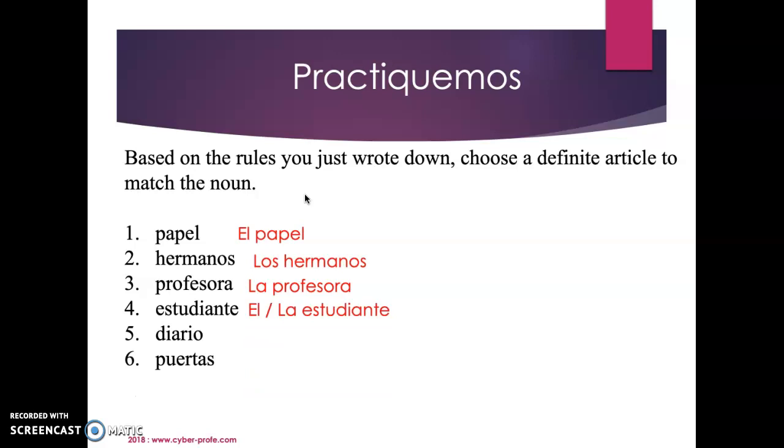All right, next we're going back to diario. Again, no S tells us that it is singular. It ends in an O, which tells us it is masculine. So in front of a singular masculine noun, we are going to use el. And our last one is puertas. Puertas ends in an A and an S, so the A tells us that it is feminine, and the S tells us that it is plural. So we are going to put las in front.